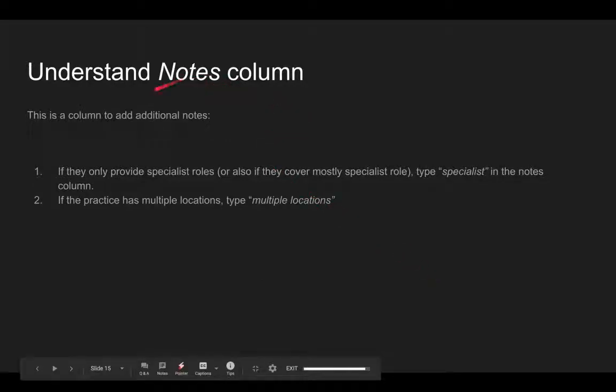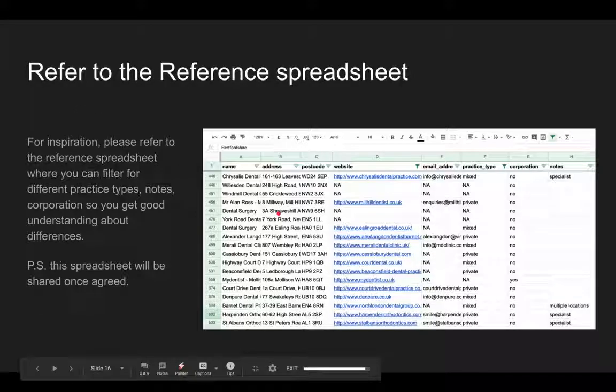So this is the notes column. If they only provide specialist roles, type specialist in the notes column. And if the practice has multiple locations, type multiple locations. So no more than two, it's more than 2 locations.